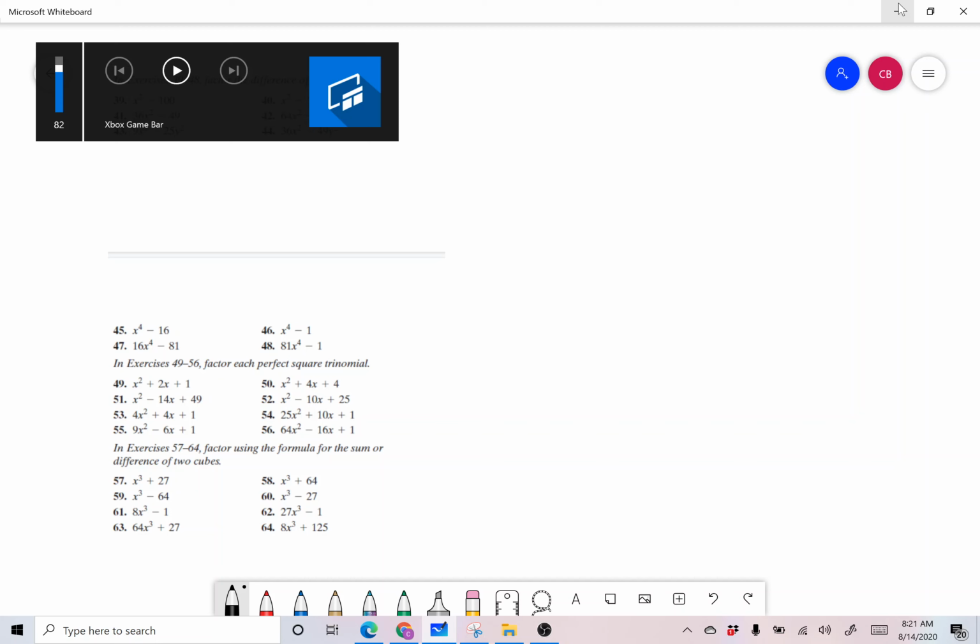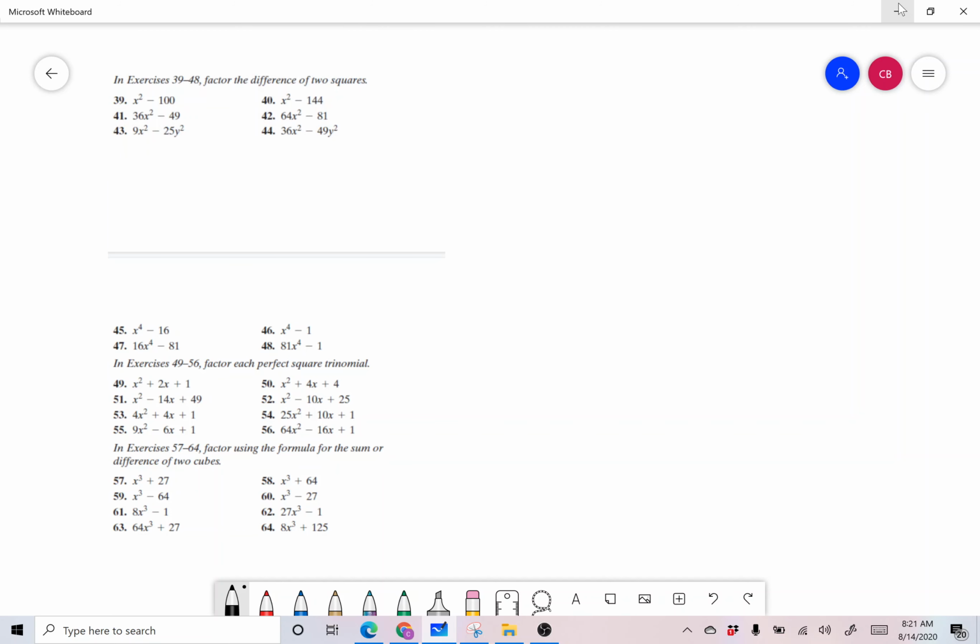Hi guys, so welcome back. We're going to do difference of squares and difference of cubes and sum of cubes.